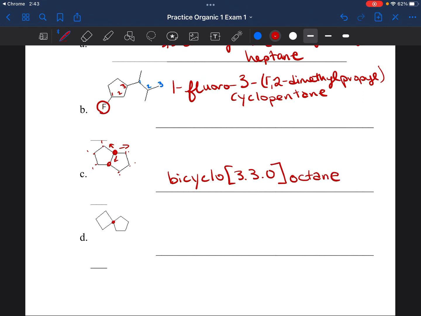Our last problem is a bit bicyclic, but just shares 1 carbon. So this is a spiro compound. Do the same process to the right and to the left. Or to the left and to the right. To the right, I have 1, 2, 3, 4 carbons. To the left, I have 1, 2, 3. Remember, descending order. If I count them all up, I have 4, 5, 6, 7, 8. So this is also an octane.